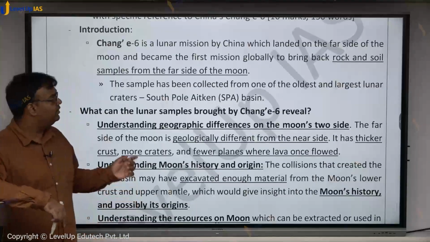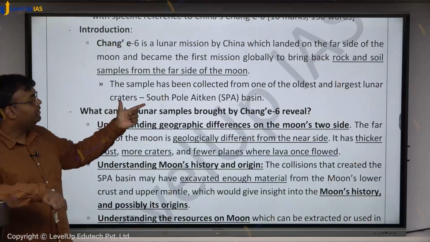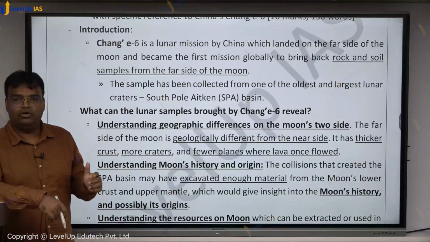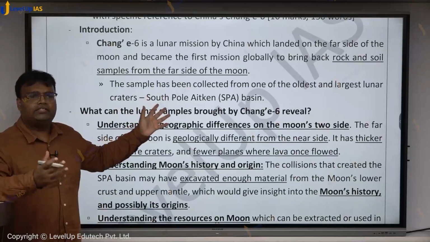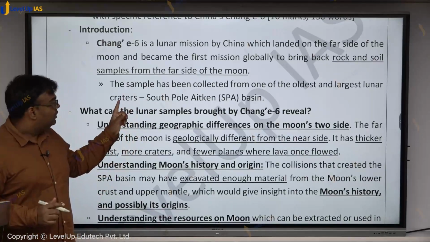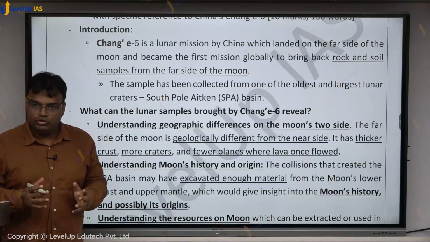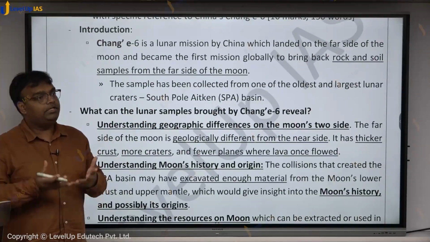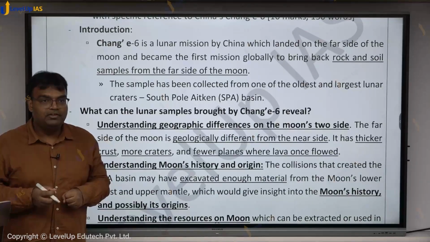They had landed. So, यहाँ पे the sample has been collected from one of the oldest and largest lunar craters, the South Pole Aitken Basin. Now, you may say कि ये overkill है, extra knowledge, excess knowledge इसकी जरूरत नहीं है, जरूरत है. क्यों है? देखो, largest lunar crater, मून का सबसे बड़े craters में से ये एक है. When we are taking samples from here, we'll be able to.